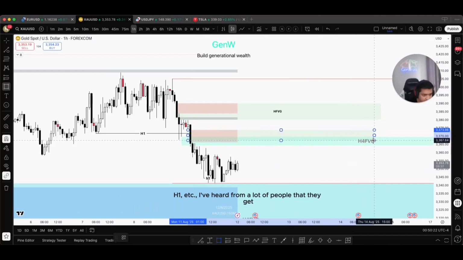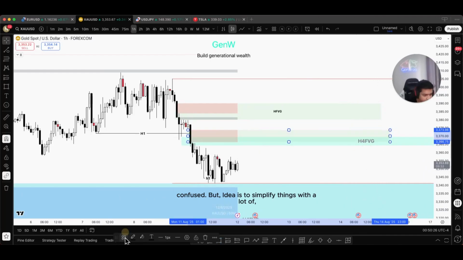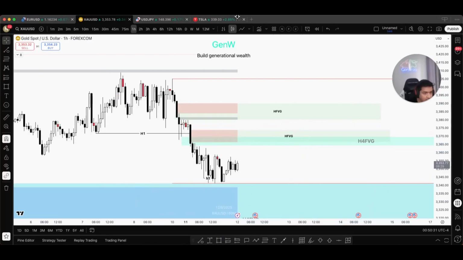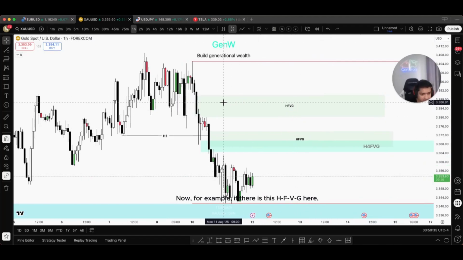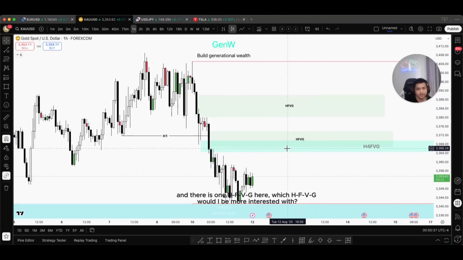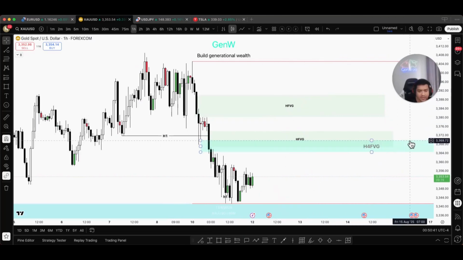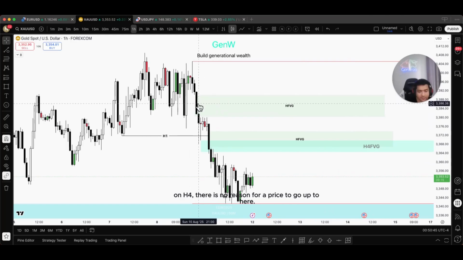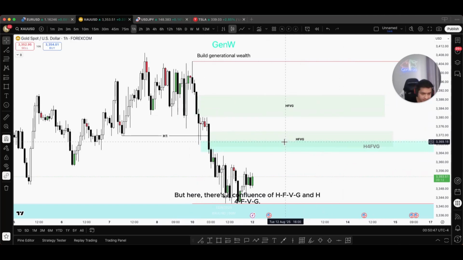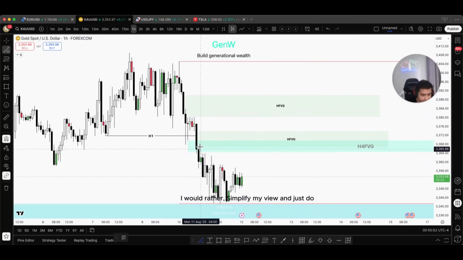When you are dealing with multiple time frames, H4, H1, etc., I've heard from a lot of people that they get confused. But the idea is to simplify things with a lot of higher time frame pictures. Now for example, if there is this HFVG here and one HFVG here, which HFVG would I be more interested in? It is obviously this one, because on H4 there is no reason for price to go up to here. But here there's a confluence of HFVG and H4 FVGs.